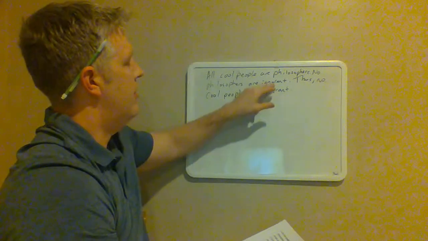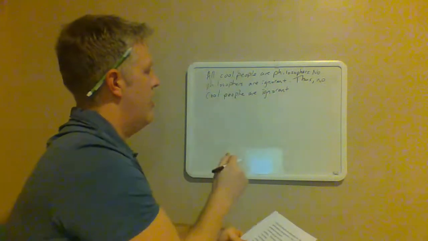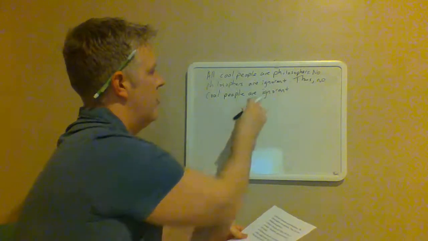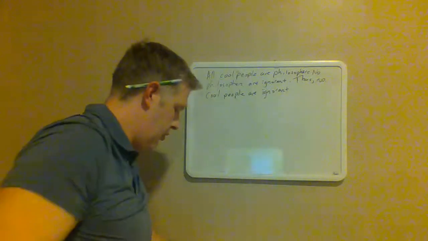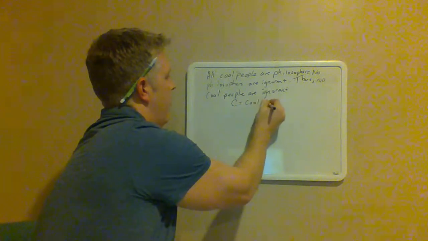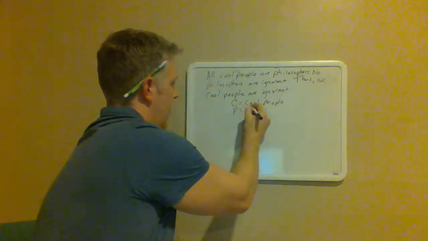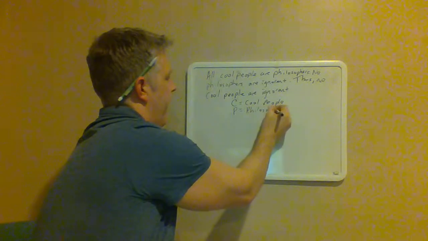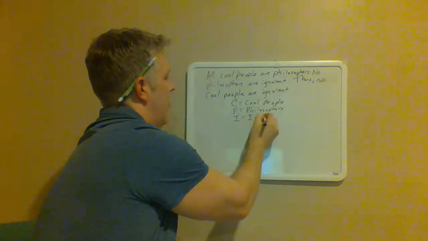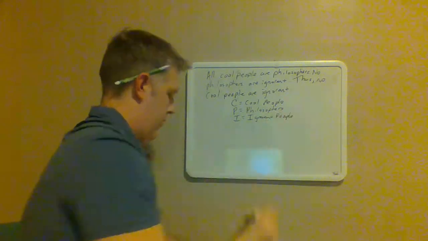We have just an adjective, right? We need to change that when we label our terms and provide a key. We need to make sure we change that into a noun or noun phrase. So we'll change that into ignorant people. All right, so we'll use C for cool people. We'll use P for philosophers. And we'll use I, not for ignorant, but rather ignorant people. And now we're good.